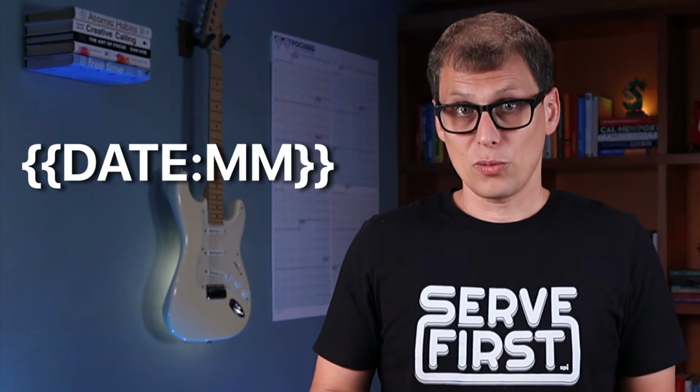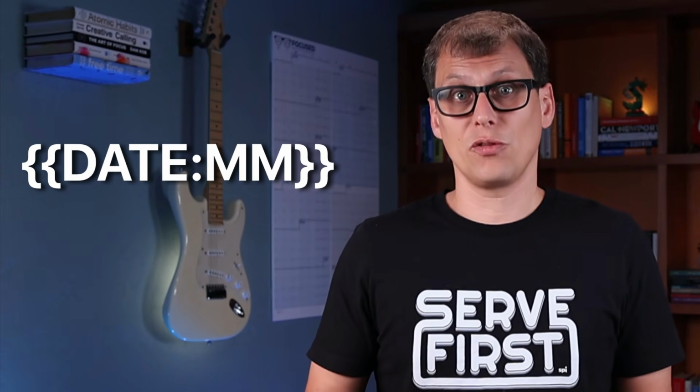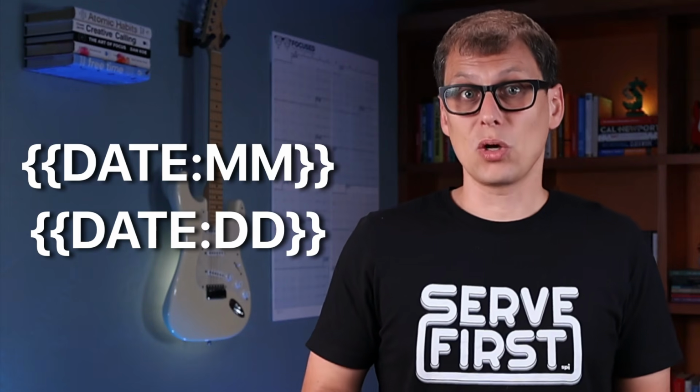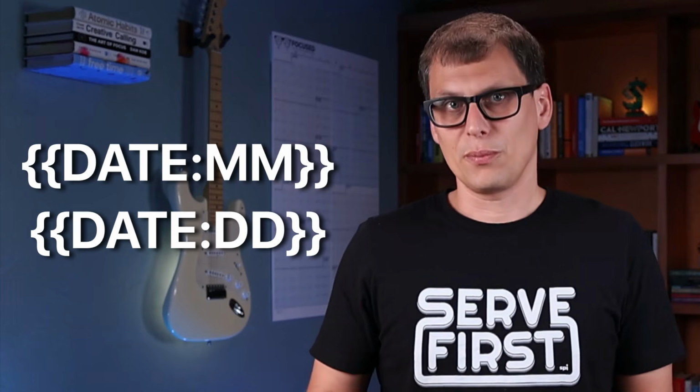So inside of double curly brackets, you can do date : MM, which creates the month in a 2-digit format, for example, 07. You can also do double curly brackets date : DD, which creates the day in a 2-digit format, for example, 21. Using these tokens, I was able to rewrite the code to show files that match the month and day associated with the daily note.